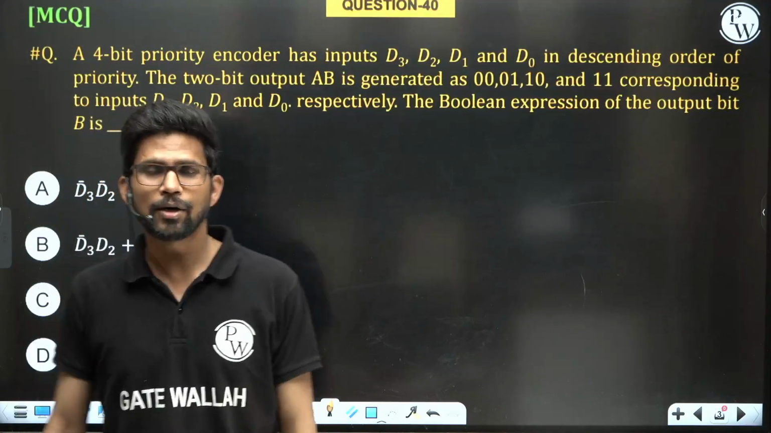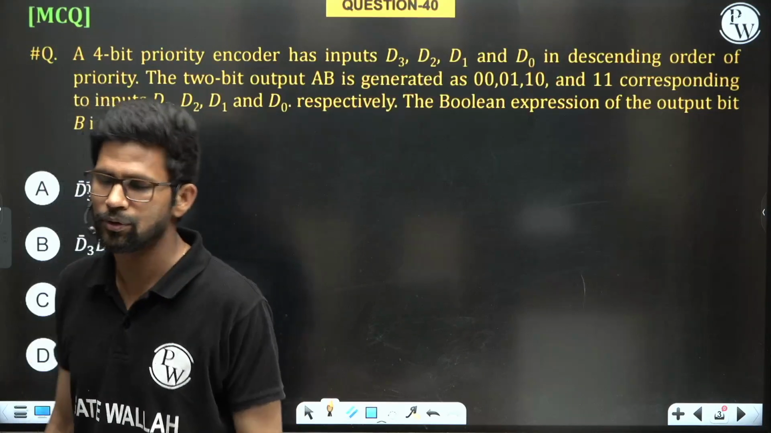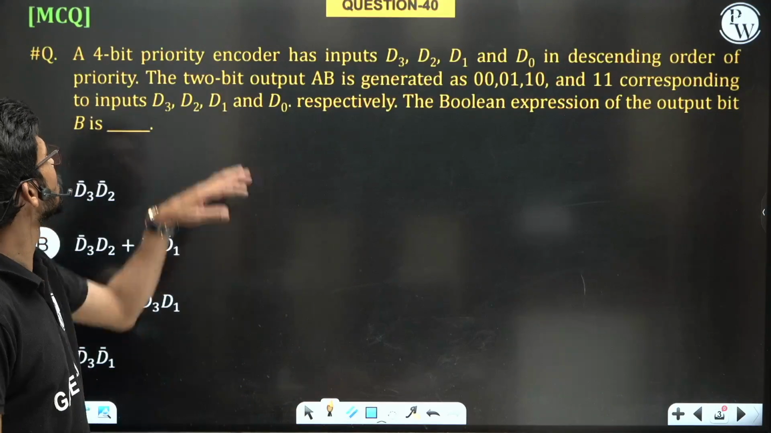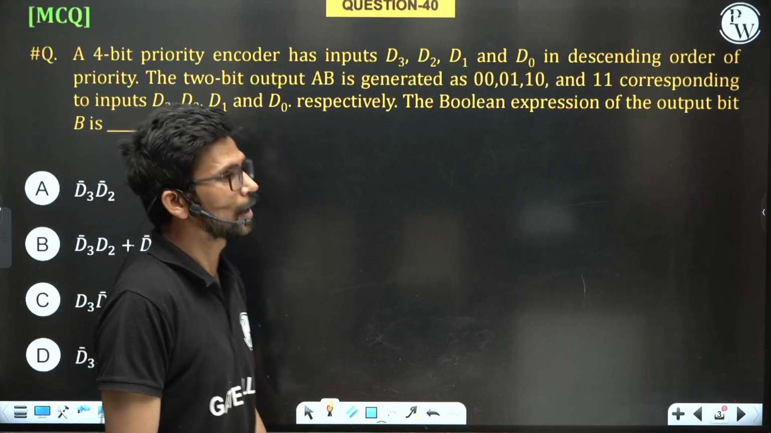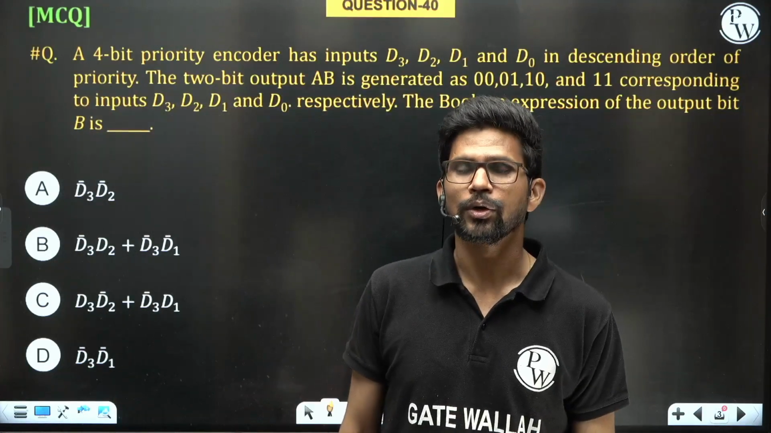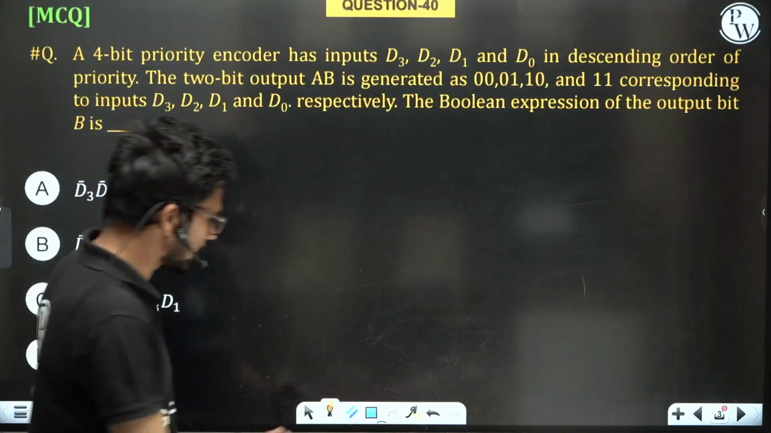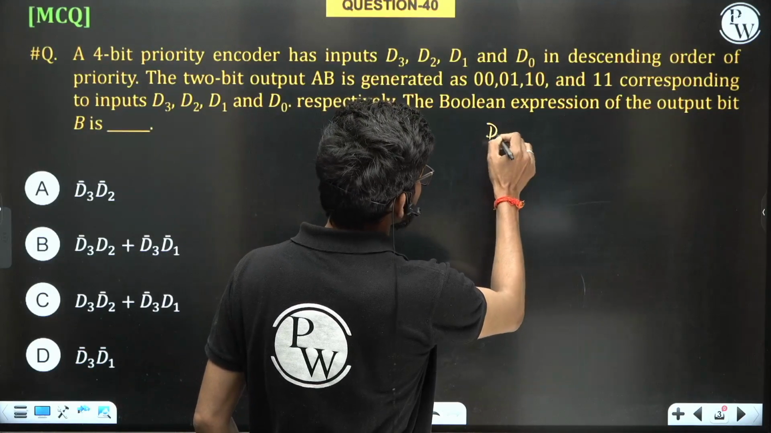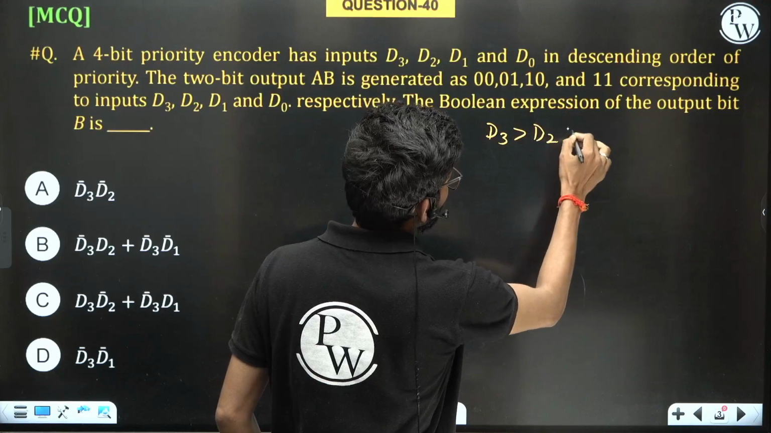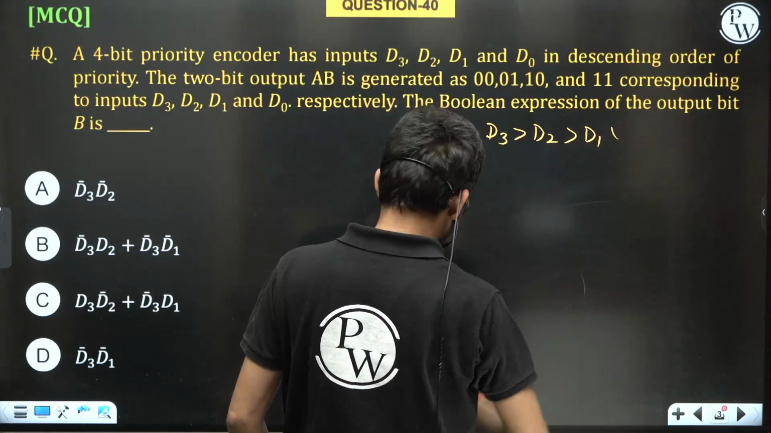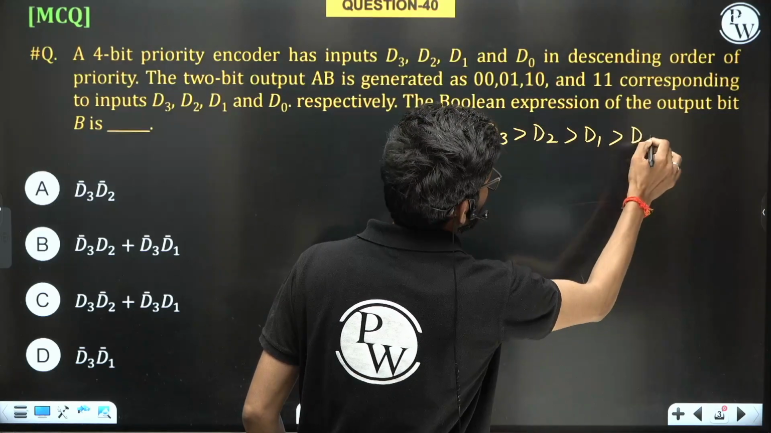This is again a very beautifully framed question asked in GATE 2024 examination. A 4-bit priority encoder has inputs D3, D2, D1 and D0 in descending order of priority. That means D3 has the highest priority compared to D2, and D2 has the highest priority compared to D1, and D0 has the lowest priority.